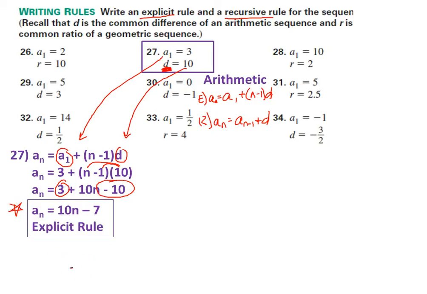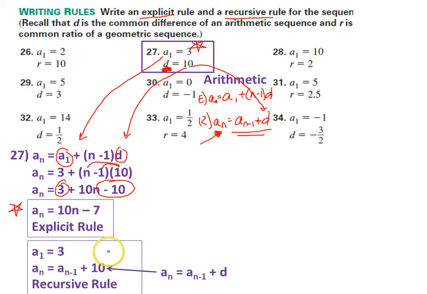Then your recursive. Remember, your recursive is multiple equations, so you have to give yourself somewhere to start. So we start right here, on a sub 1 equals 3. And then the recursive we plug in to get the second part of our equation. So the second part of our equation is right here: a sub n minus 1 plus, what's d? D is 10. So you got to make sure on the recursive, you give yourself the position where you start: a sub 1 equals 3. And then everything after that, a sub n equals a sub n minus 1 plus 10.